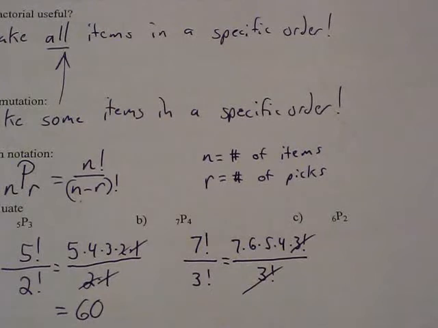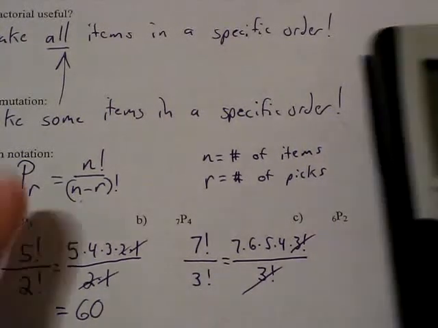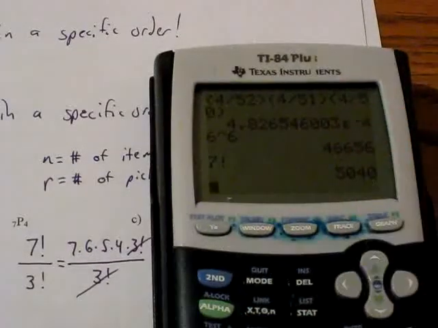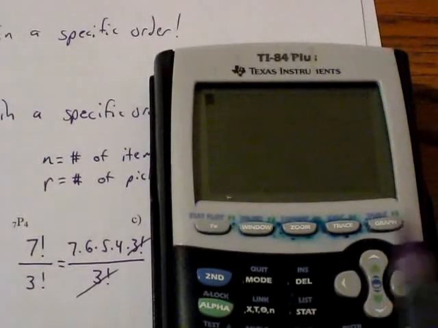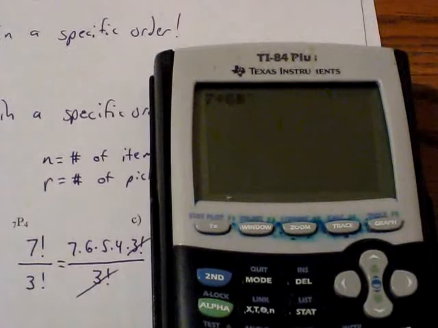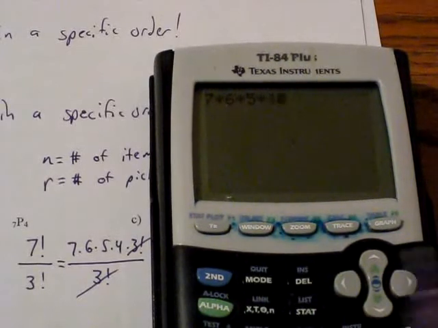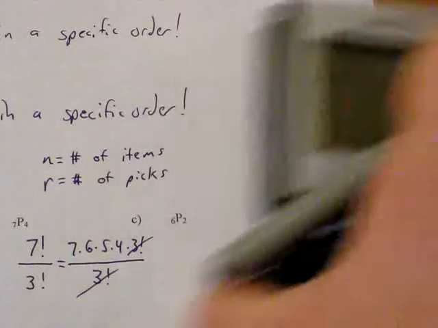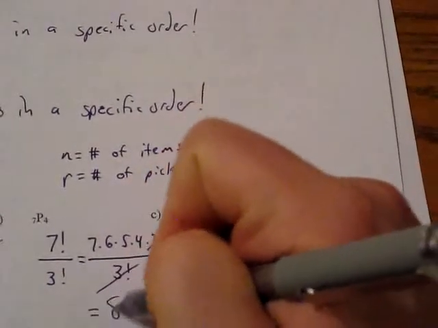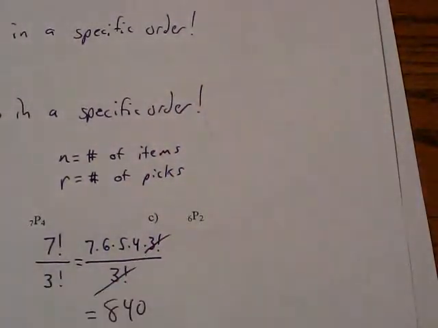All of these answers will be whole number answers because you're just counting the number of ways to arrange them in order. So this is going to be 7 times 6 times 5 times 4, and we have 840 ways to do that. 840 ways to pick 4 items out of 7 in a specific order.